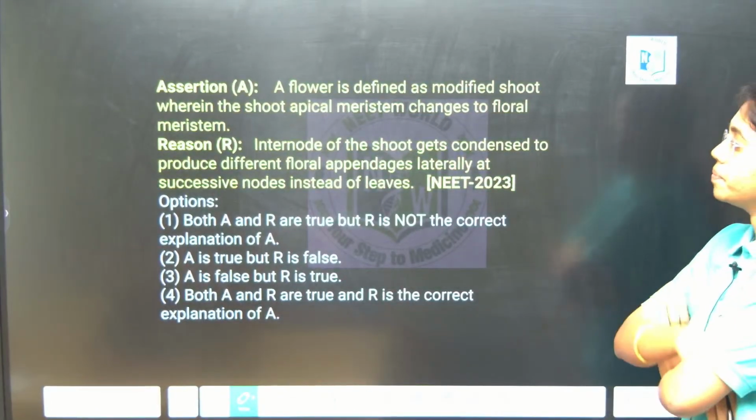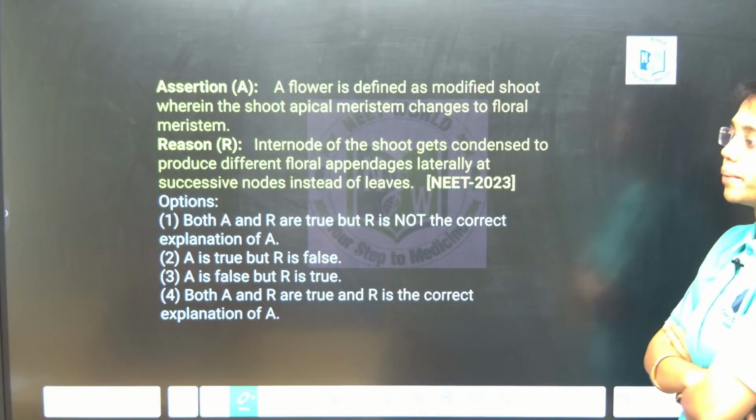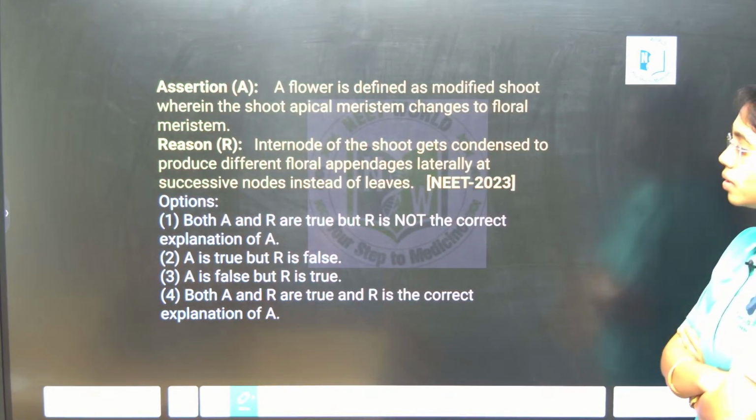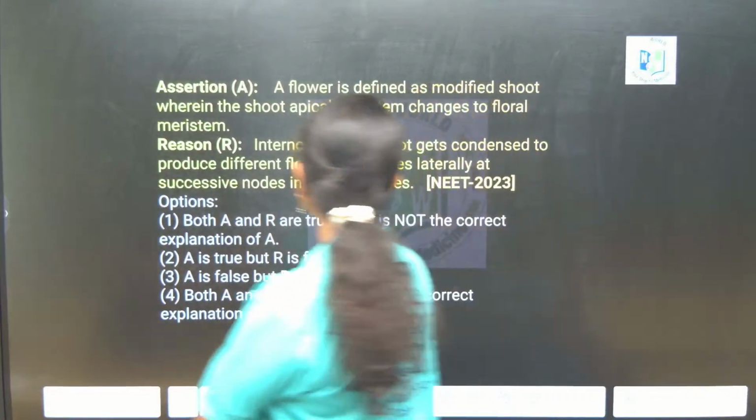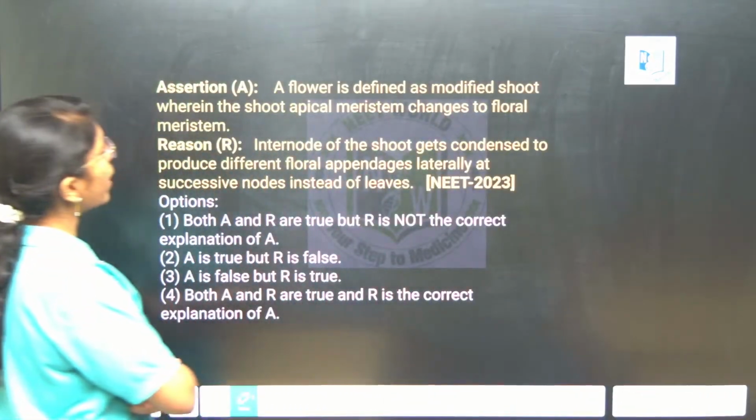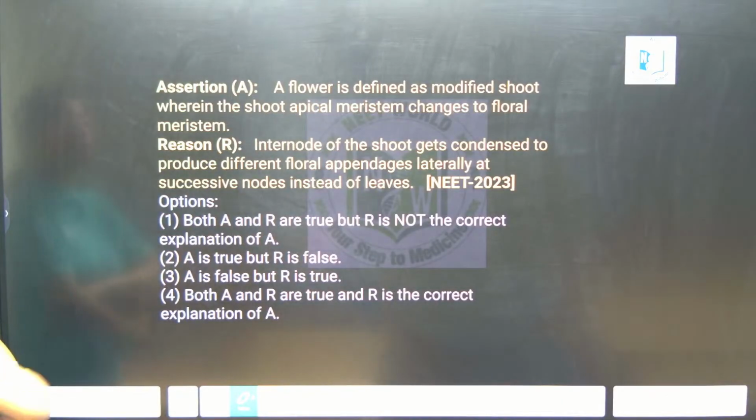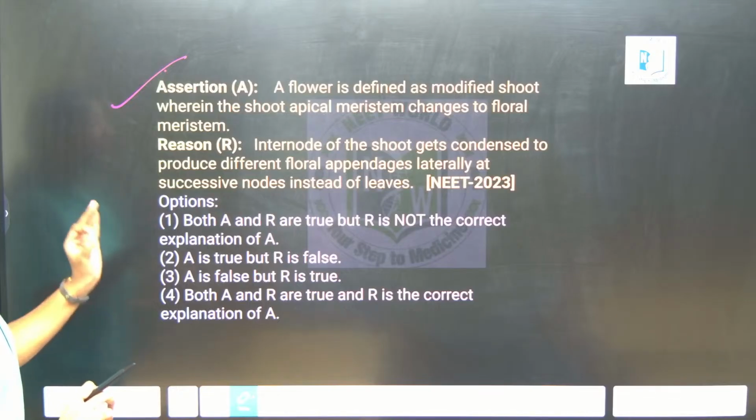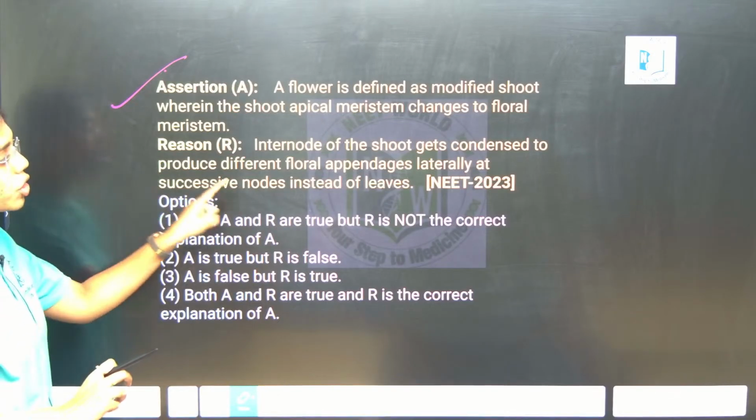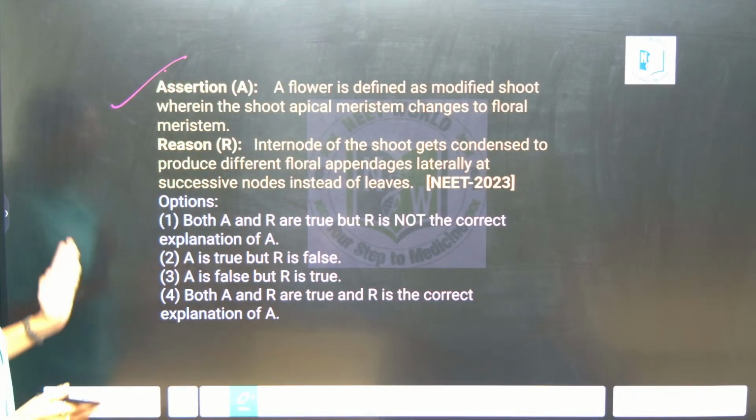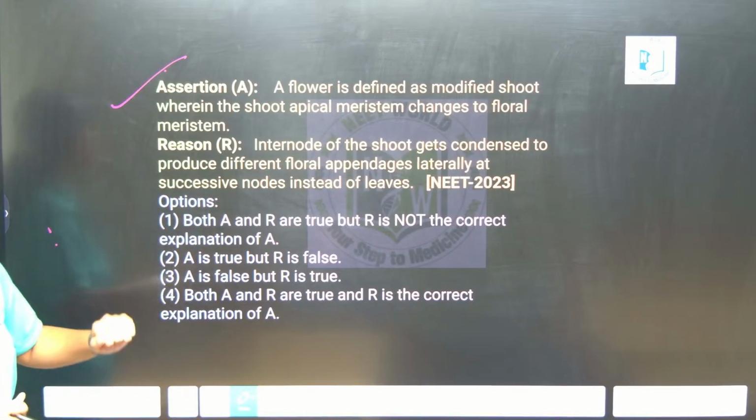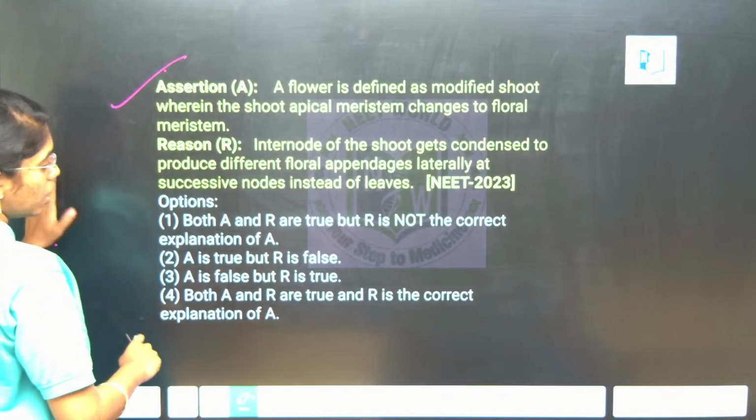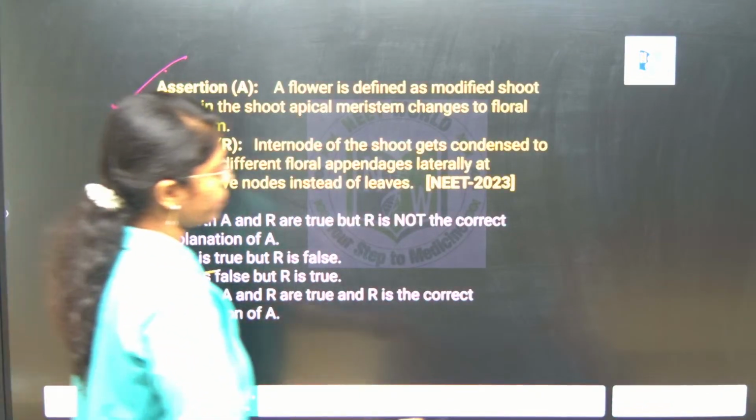This is in connection with sexual reproduction of flowering plants. Both A and R are true and R is the correct explanation. A flower is defined as a modified shoot wherein the shoot apical meristem changes to floral meristem. How is it changing? Internodes of the shoot get condensed to produce different floral appendages laterally on the successive nodes instead of leaves. So it is the correct explanation. The right answer is option 4. Next.